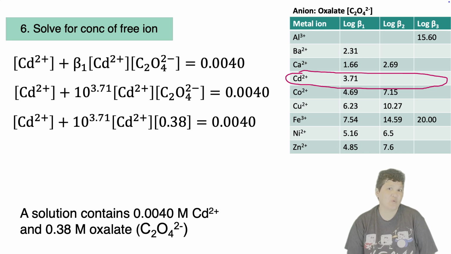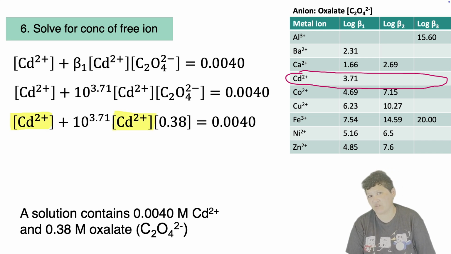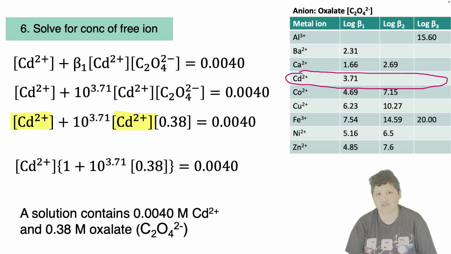All right, where do we go from here? Well, you can see that each of the terms on the left side of the equation contains the concentration of free cadmium. So we're going to factor that out like this. Notice that there were 2 terms in that earlier equation, and now we have the free cadmium concentration times an expression in curly brackets that has 2 terms. The first term in the curly brackets comes from the free cadmium concentration in the earlier equation, while the second term comes from the concentration of the cadmium-oxalate complex.